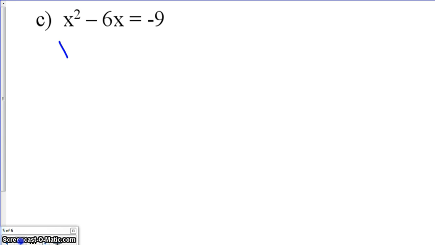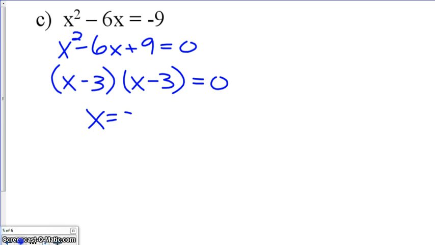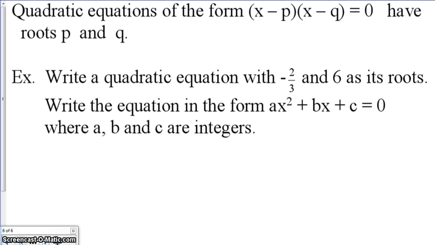Another one we're going to set equal to 0. 3-term factoring. Oops, x minus 3, x minus 3. When we set either of those equal to 0, we get one solution at x equals 3. Quadratic equations of the form x minus p and x minus q equals 0 have roots of p and q.